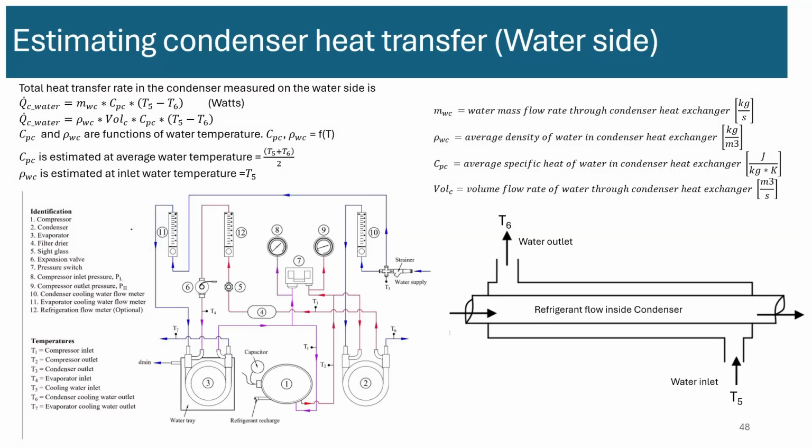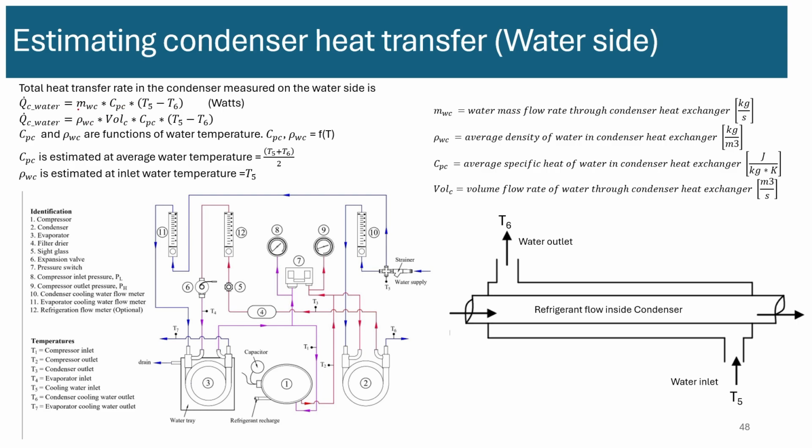Now let's look at estimating heat transfer on the water side for both the condenser heat exchanger and the evaporator heat exchanger. The total heat transfer rate in the condenser heat exchanger, measured on the water side, is a very simple formula. It's m·Cp·ΔT: the mass flow rate times the specific heat times the delta T. This gives you the difference in energy that the fluid has at the inlet versus the outlet, and that difference is the heat transferred from the refrigerant on the condenser side.